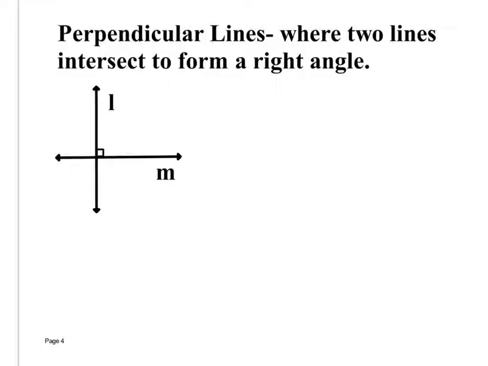All right, you need to write this down. Okay, perpendicular lines. Where two lines intersect to form a right angle. You have two lines that intersect, right? And they cross and form a right angle, they're considered perpendicular lines.